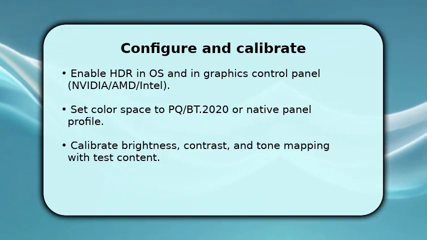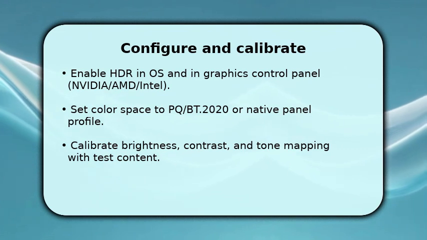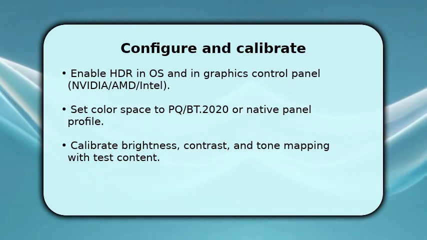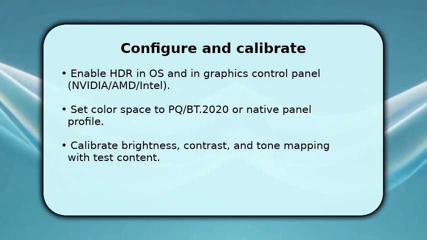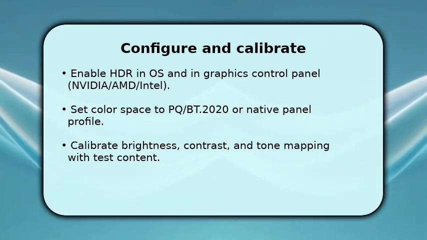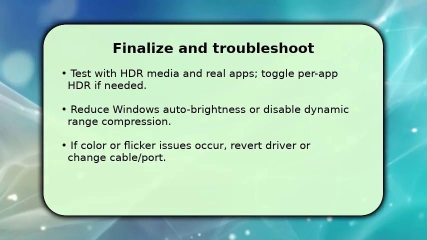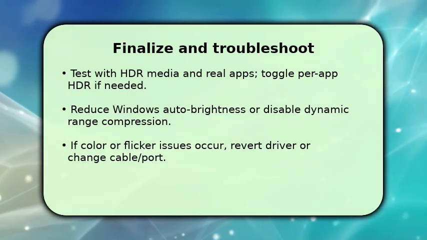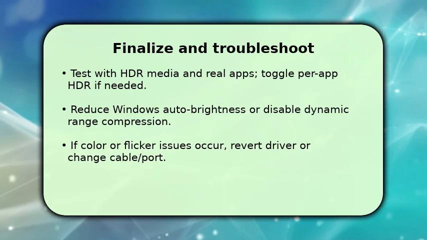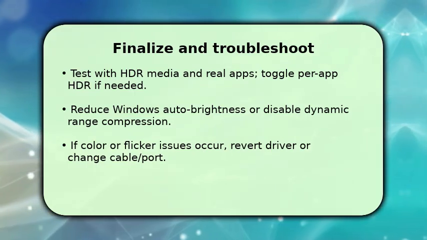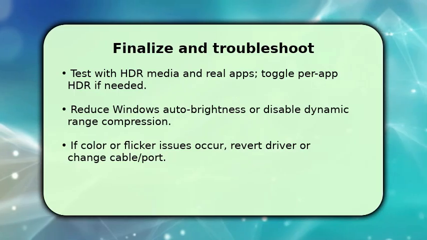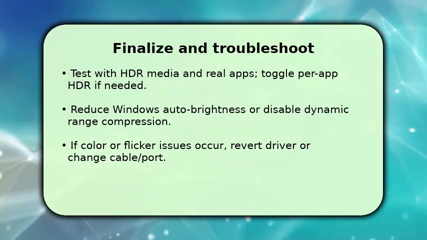Make sure apps support HDR playback and adjust per app brightness if content looks washed out. Finish by testing with HDR videos, games, and photos to confirm consistent results across apps. Enable per app HDR where available. If content appears too dim, disable adaptive brightness or dynamic range compression and retest. Once satisfied, lock power and display profiles.